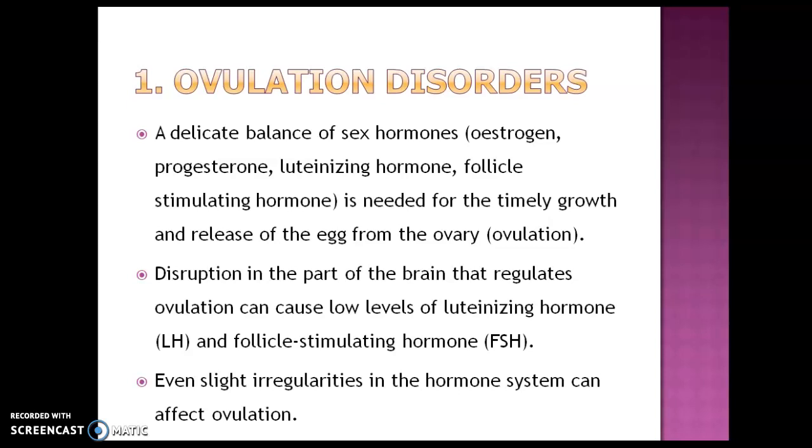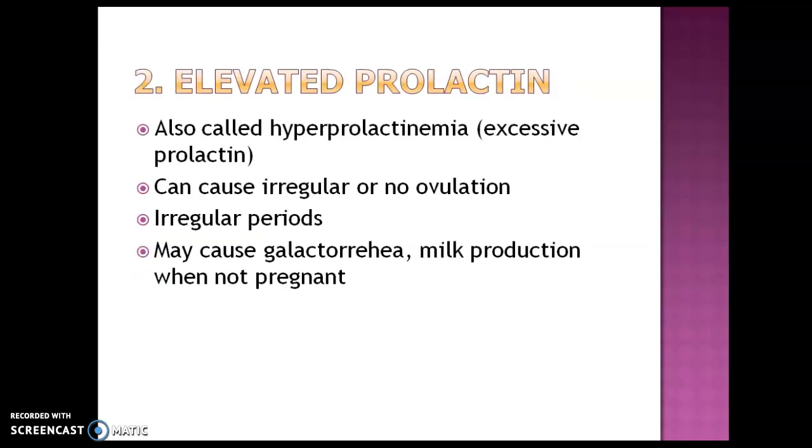If there is any disruption in the part of the brain that regulates ovulation, it can cause a fluctuation in LH and FSH. Even slight irregularities in the hormones may affect ovulation. So next is the elevated prolactin.